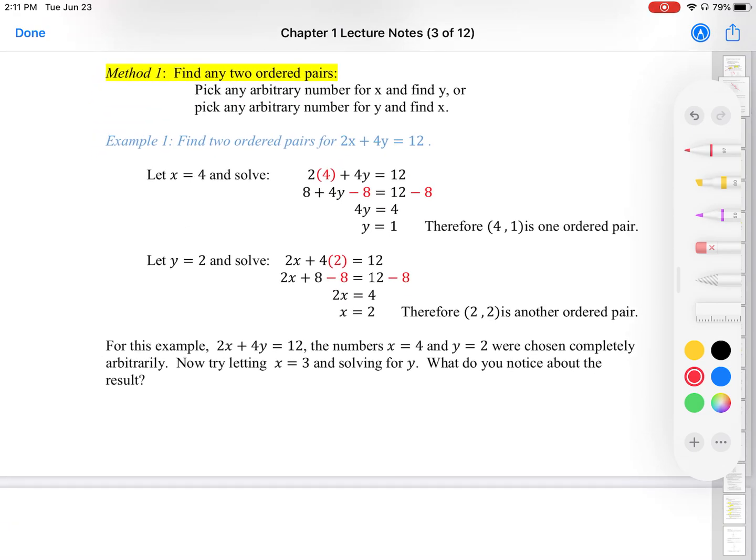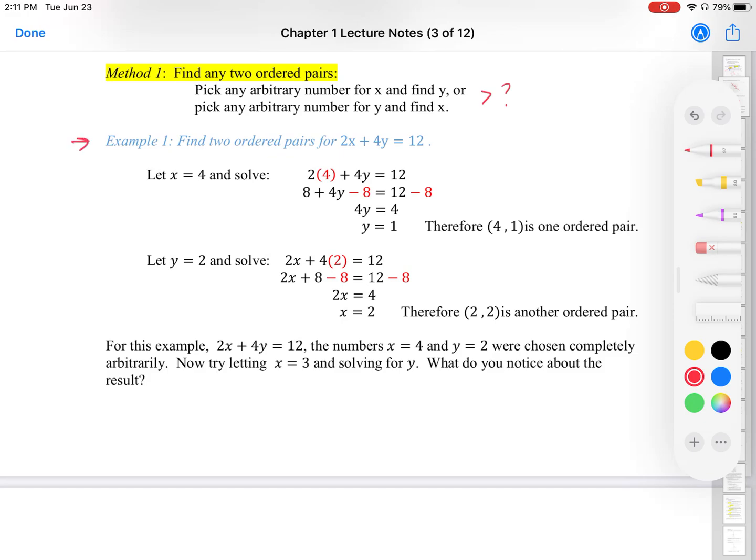Method 1. Find any 2 ordered pairs. Pick any arbitrary number for x and find y, or pick any arbitrary number for y and find x. Which one do you choose? You choose whichever is easiest to work with based on what you're given. Do you have a choice?